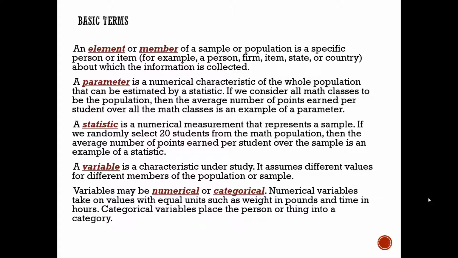Now, a variable. That's a characteristic that we are studying, that's under study. And it can assume different values for different members of the population or samples. It can be numerical, it can be a number, it can be categorical, which is basically a category or a group that we put it into. And numerical variables will take on values with equal units, such as weight in pounds and time in hours. Categorical variables will place the person or thing into a category or into a basic slot that identifies them. It's almost like putting things in a box. This box is labeled Group A and this box is labeled Group B. Categories you think about as grouping.